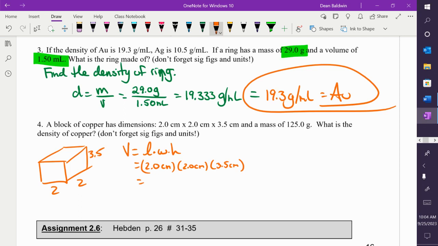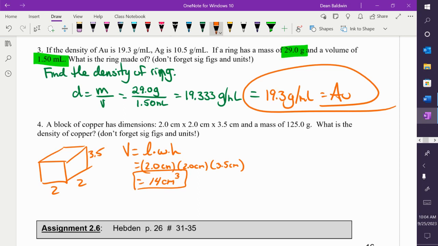If you multiply those together, you're going to get 14. How many sig figs? 2. So just 14 centimeters cubed. Okay, that's our volume.